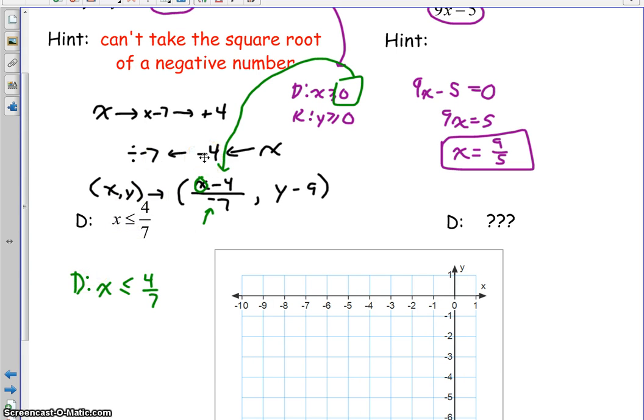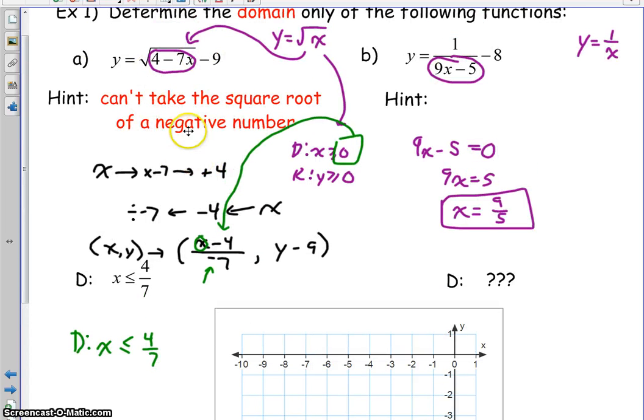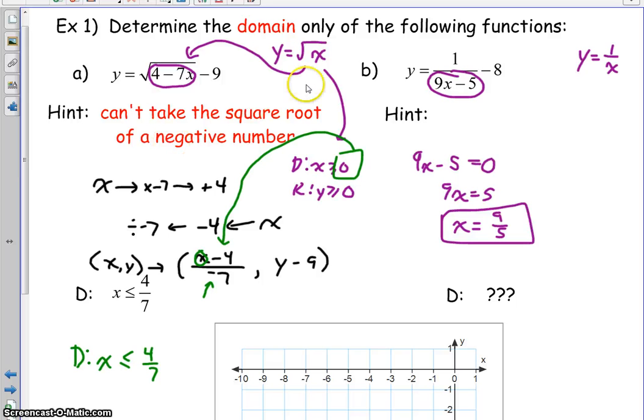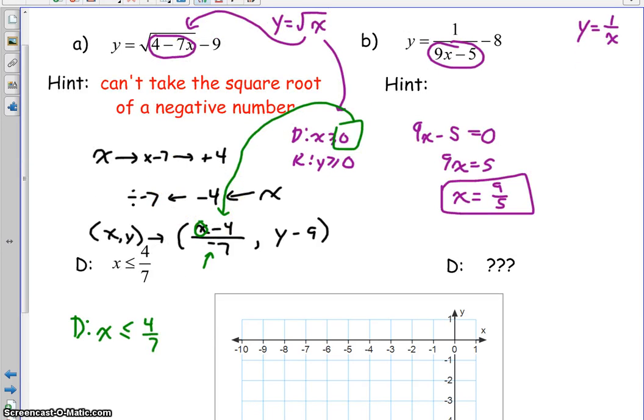Okay, so we have two different ways of getting the domain of this type of problem. If it's a square root function, you can take a look at what's underneath the square root, make sure it's greater than or equal to 0, or we can use the domain and range, the original domain, and plug it into our mapping rule. So let's see how this works for the range.